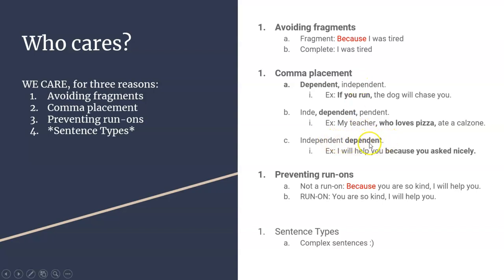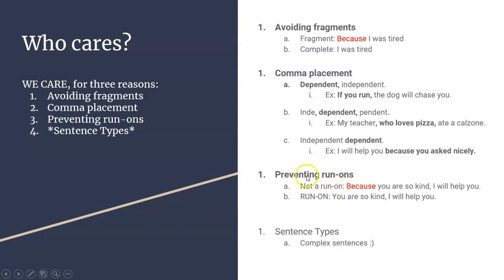Sometimes we put unnecessary commas in our writing. If you have an independent clause that comes before a dependent clause, then you don't need a comma. So let's look at this example. "I will help you." That's an independent clause that can stand alone. Now if I just have "because you asked nicely," that's a dependent clause. It can't stand alone. But it's okay because I've tacked it on to an independent clause to help it out. When the independent clause comes first, I don't need a comma. So that one is perfectly okay.